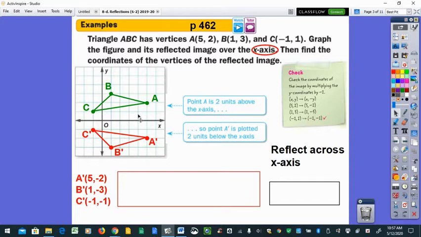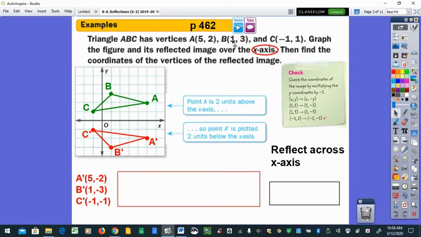But like a computer, we need to have an instruction, a line of code. And here we're going to talk more about just looking at the coordinates. So if we're going over the x, the x coordinate will stay the same and the y will change sign. So (5, 2) becomes (5, -2).